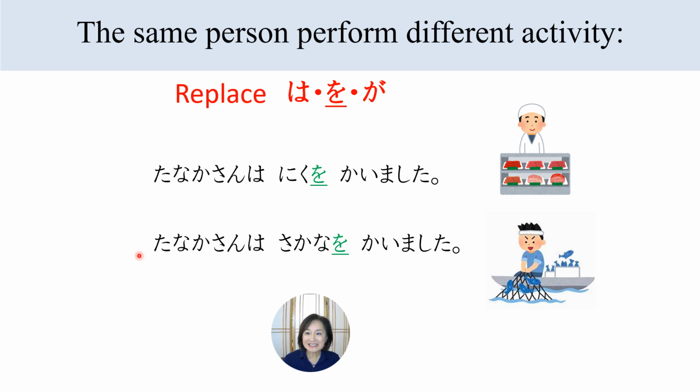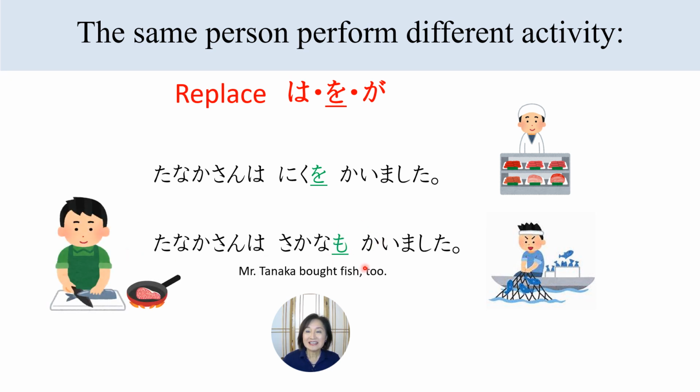そうです。Here we are marking what Tanaka-san also bought with mo by replacing the particle o. The verb 買いました remains the same because it's part of the shared action.